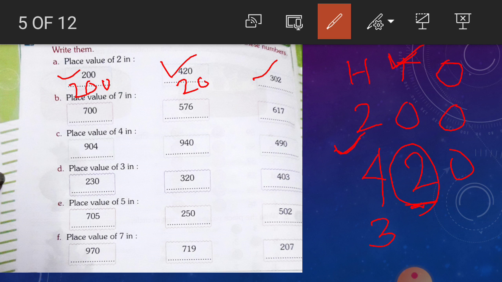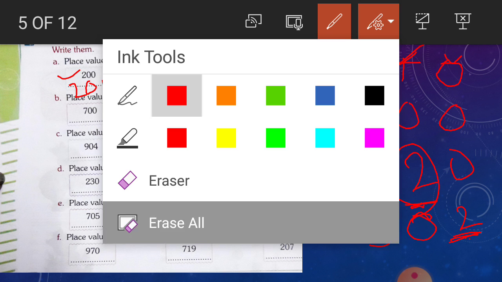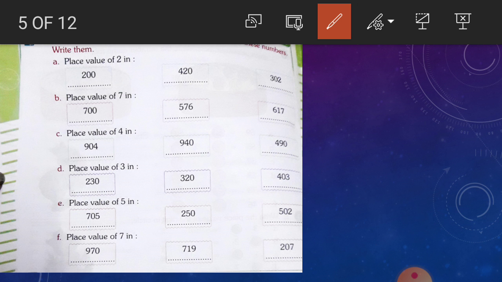Next, the number is 302. And now the 2 is at ones place. So the place value of 2 is 2. Okay, so children, solve another one. Number B, place value of 7. Write place value chart, ones, tens, 100. So first number is 700. You can see 7 is at hundreds place. So the place value of 7 is 700.